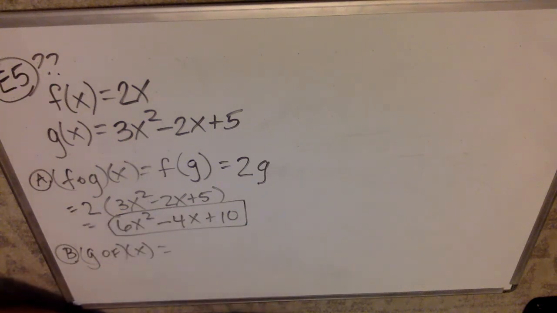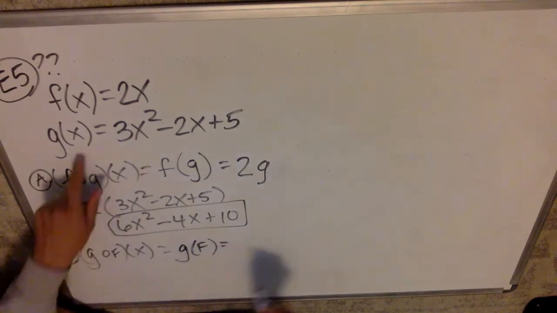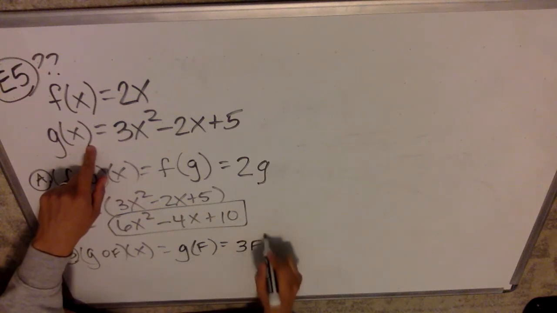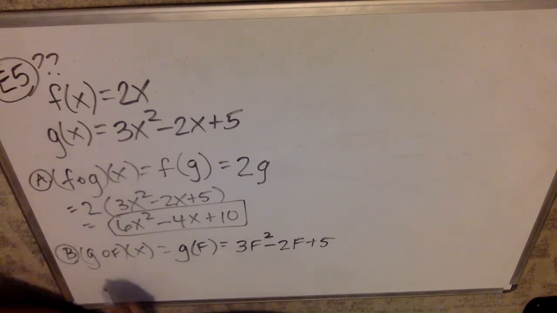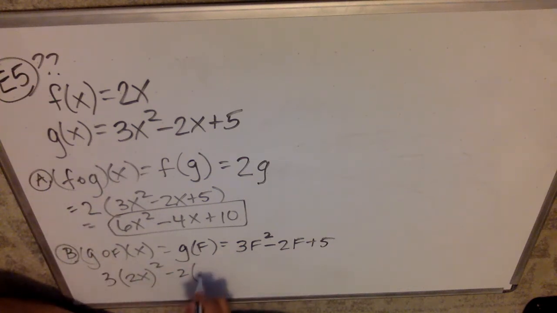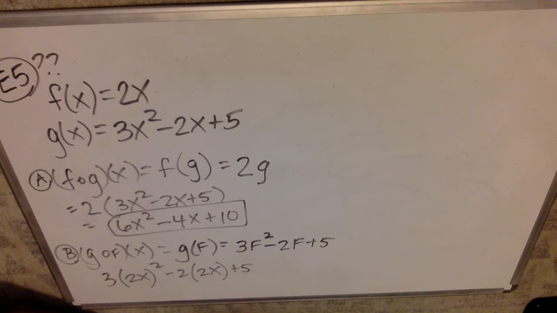Now, why is g of f of x harder? Well, there's lots of x's to plug in the g formula. So this is g outside f, which means in the g formula, I'm going to replace all the x's with f's. So 3f squared minus 2f plus 5. Well, that's going to be a 3 times a 2x quantity squared minus a 2 times a 2x plus a 5. Sorry, computer zonked.